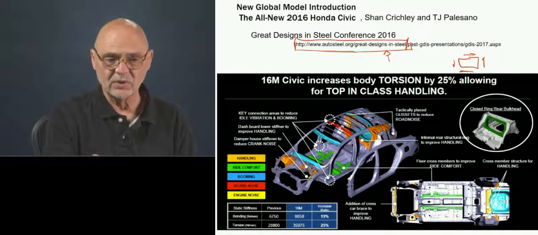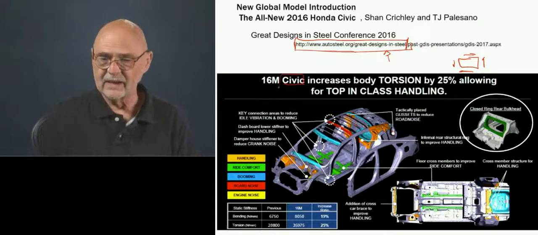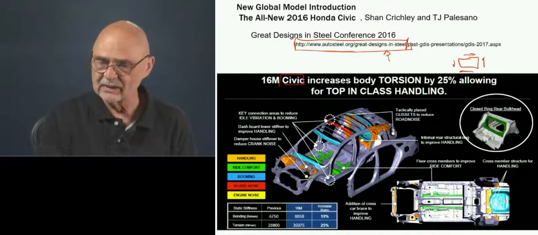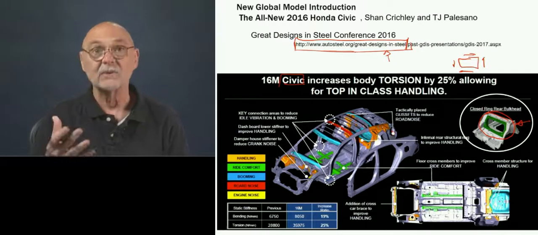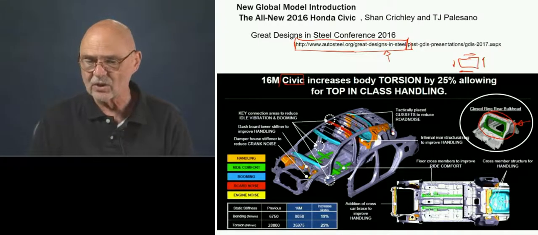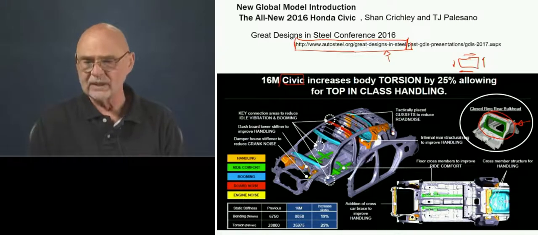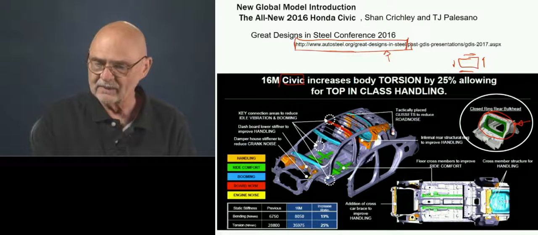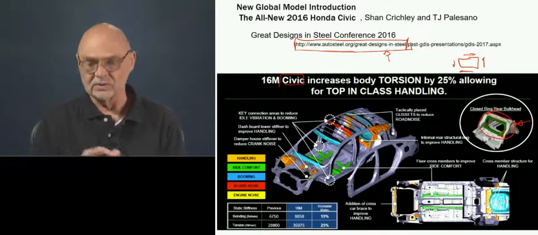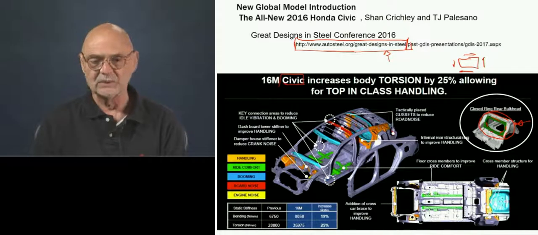Okay, so this one has to do with the Honda Civic, and basically one of the areas that they were working on is the one that we've just been looking at, this idea of a closed ring in the rear bulkhead. And you can see it's a beam structure, but they have very nice bulkheads in each of the corners to make sure the joints are rigid.